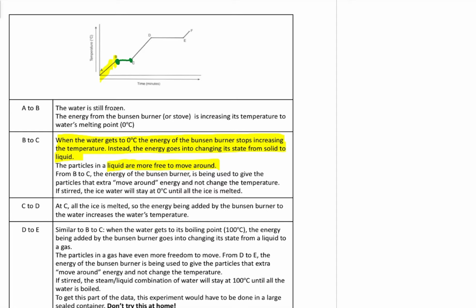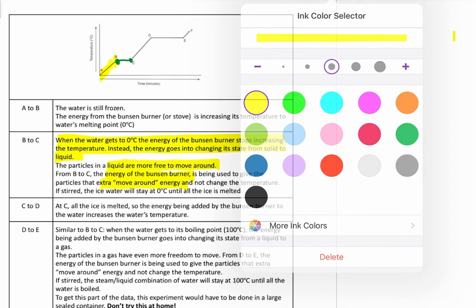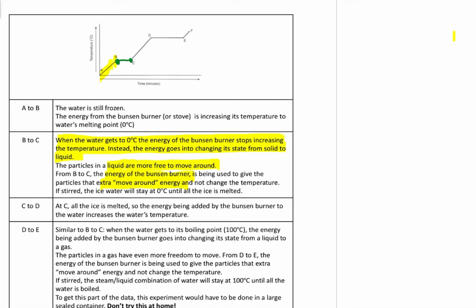So in that flat part from B to C, the energy of the Bunsen burner wasn't increasing the temperature, it was giving those particles that extra energy they needed for that extra degree of movement, for that extra vibrational energy or whatever the chemistry says they've got there. So B to C is a change of state, specifically solid to liquid. Then at C, all of the ice is now in liquid form, so the Bunsen burner energy from C to D goes into increasing the temperature from 0 to 10 to 20 to 30 to 40.